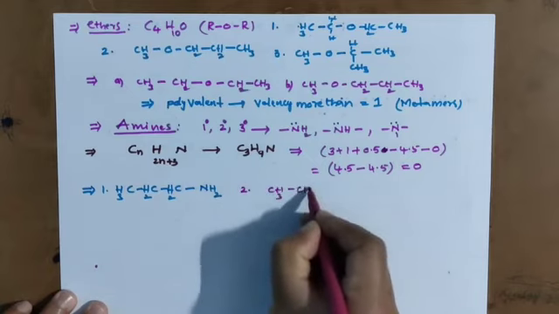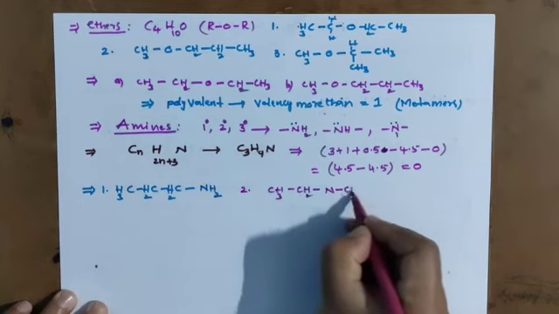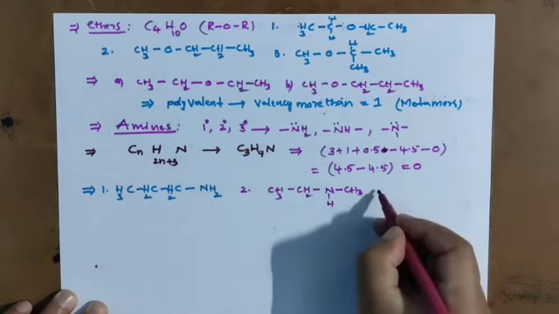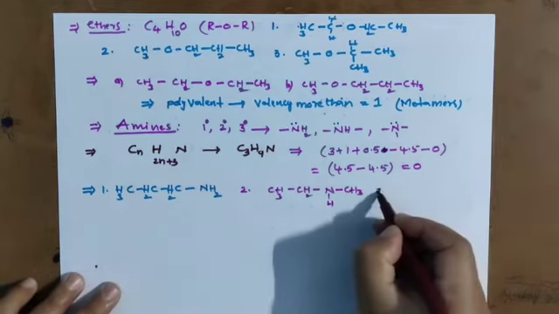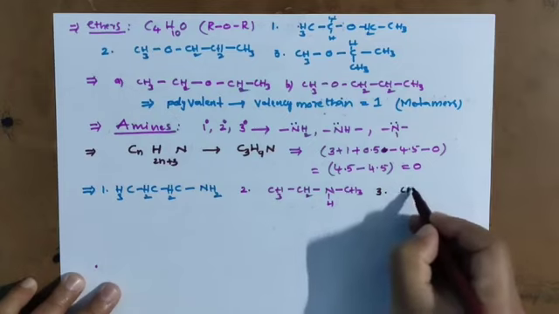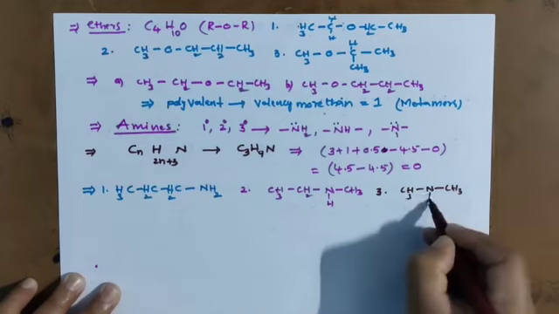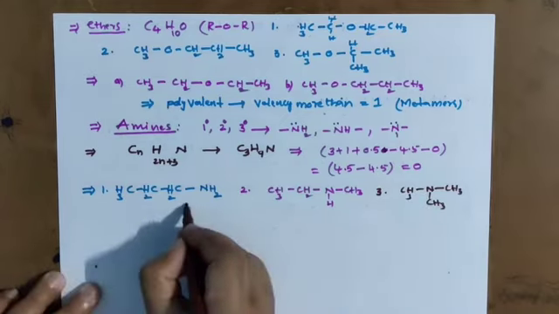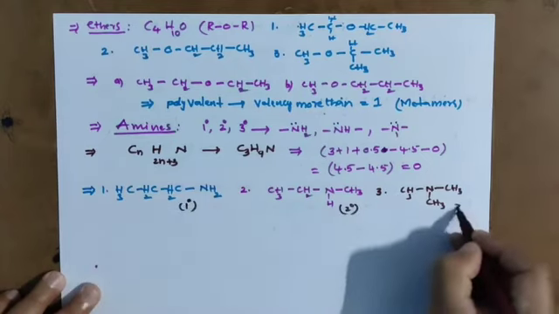CH3 bond CH2 bond N CH3 and here hydrogen. Secondary amine. This is primary amine. That is secondary amine. And we have the tertiary amine. Tertiary amine: CH3 N CH3 CH3. So this is now 1 degree amine, and this is 2 degree amine, and this is 3 degree amine.